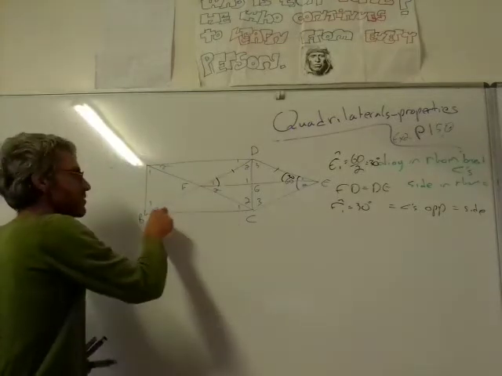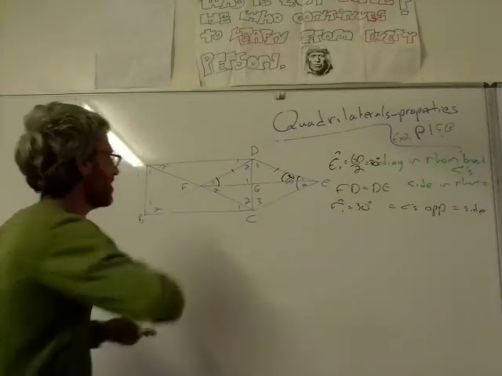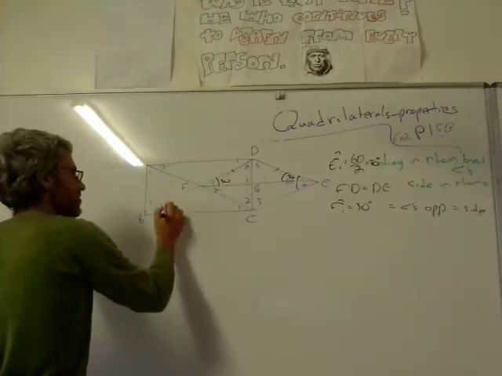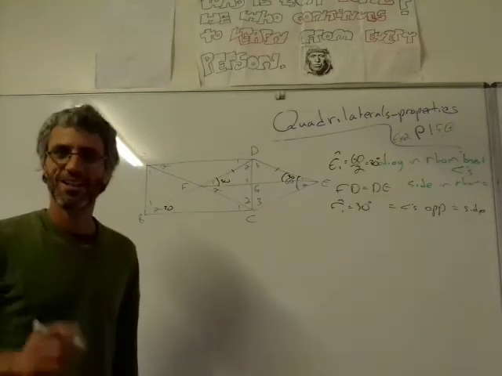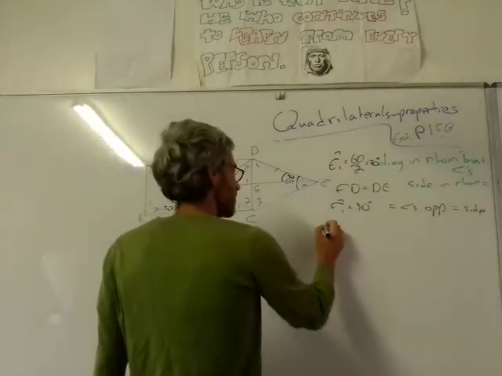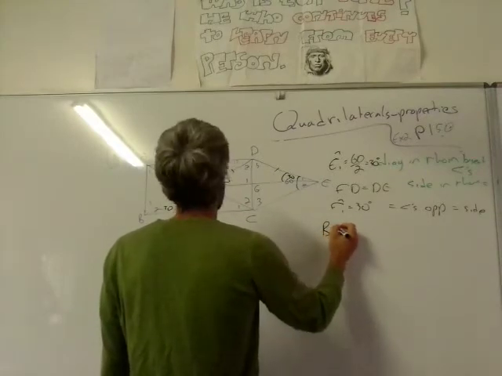Now I'm asked to find B2. You see how they make it easy for me? Right, if this is 30, also this is going to be 30. Why is that? Corresponding angles. So I'm going to write down B2.